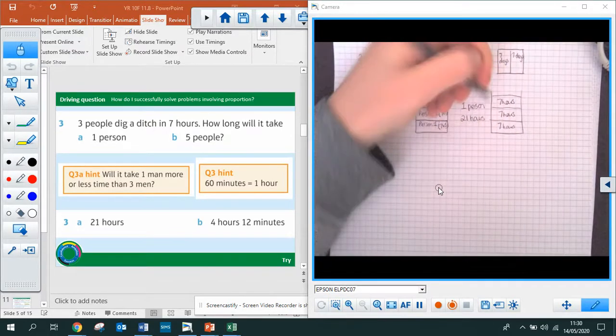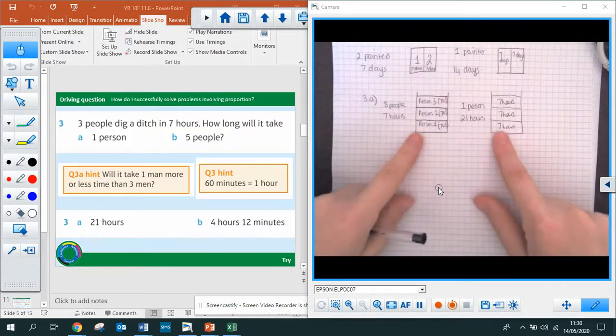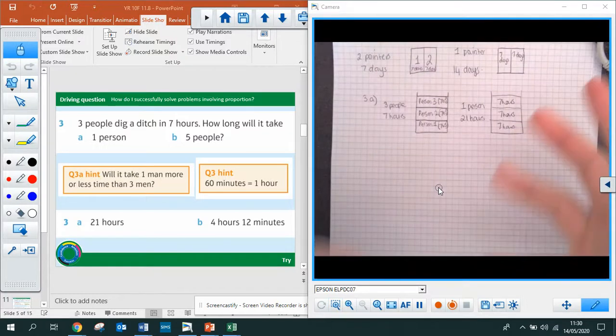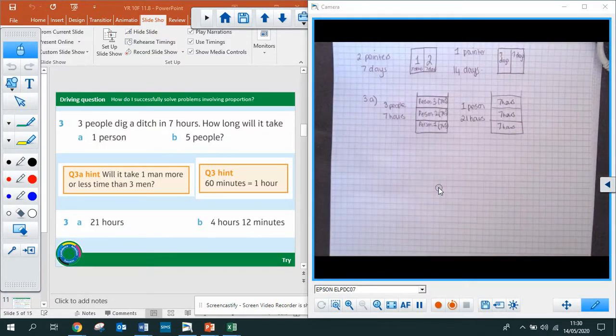Okay, you don't need to draw these things. This is just so that it gives you an idea of a way to visually represent what they're doing there. Okay, but it will take him 3 times as long as it would take 3 people. Okay, and then it says, how long will it take 5 people? So we've got the same ditch, but this time we've got 5 people that are able to dig it. Okay, so we want to know how long it's going to take 5 people.